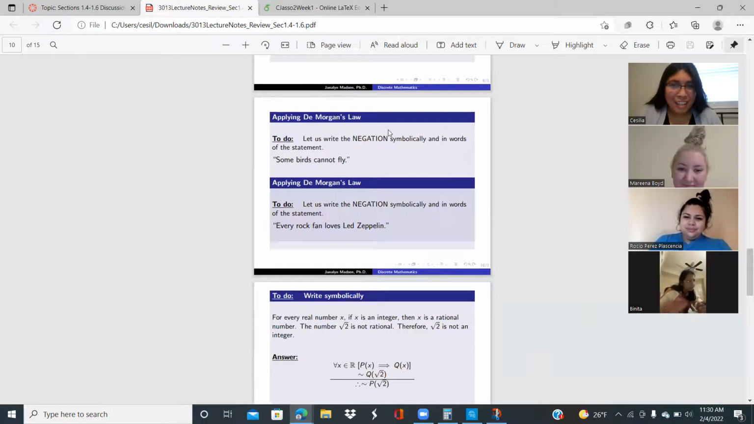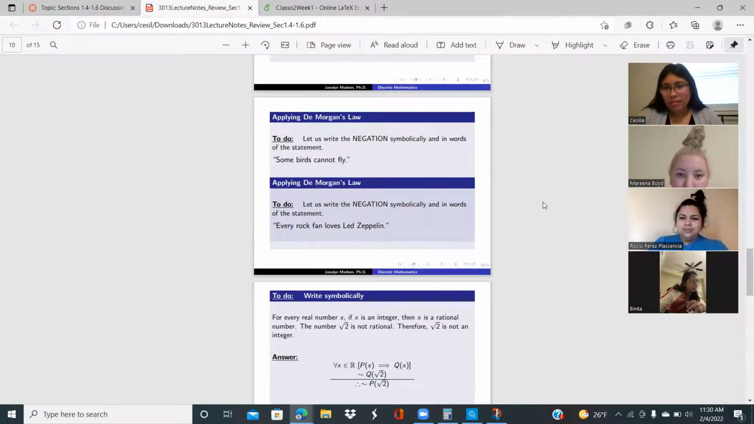Okay, and then this last one, and then we'll switch over to Benita after this one. Okay, so applying De Morgan's law, that's the one, right? I'm looking at my laptop because on my phone screen the words are so tiny. Okay, write the negation symbolically and in words of the statement.